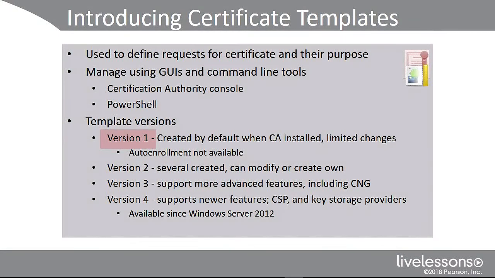Version 1 is created by default when you install CA, has limited changes, and one of the options not available with a version 1 template is the auto enrollment feature. Version 2, several of these are created for you as well, and you can modify or create your own version 2s. Version 3 supports more advanced features, including CNG, and CNG is the Cryptography Next Generation. And version 4 supports newer features like CSP, cryptographic service providers, as well as key storage providers. And this version has been around since Windows Server 2012.